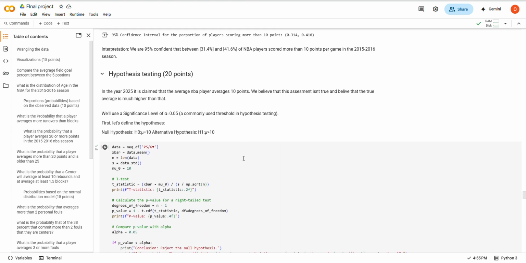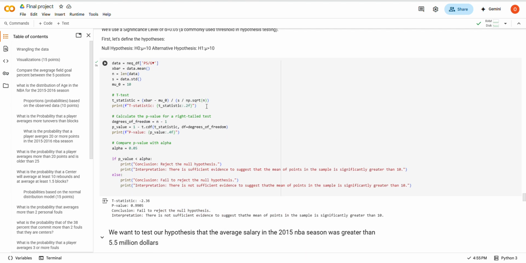And when we ran this code right here, and we are using the T test for this, we failed to reject the null hypothesis, and we concluded that there was not sufficient evidence to suggest that the mean of points in the sample is significantly greater than 10.